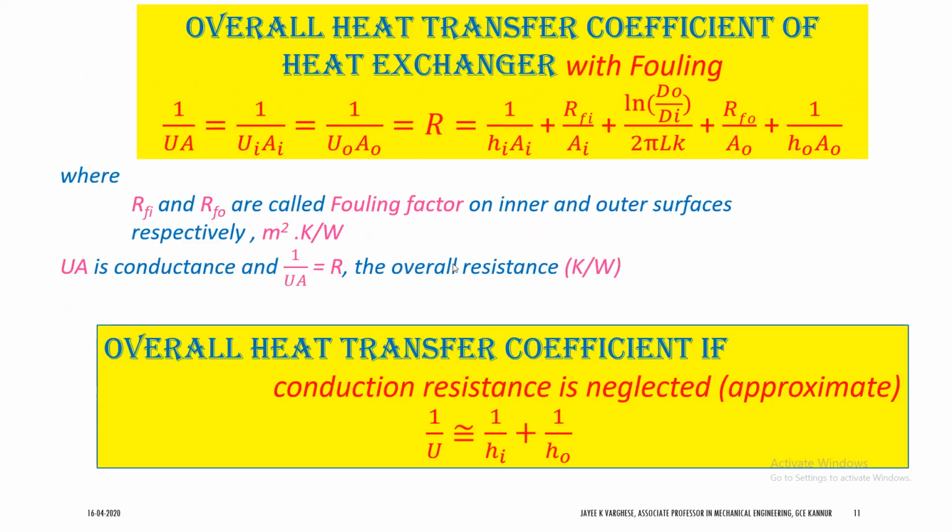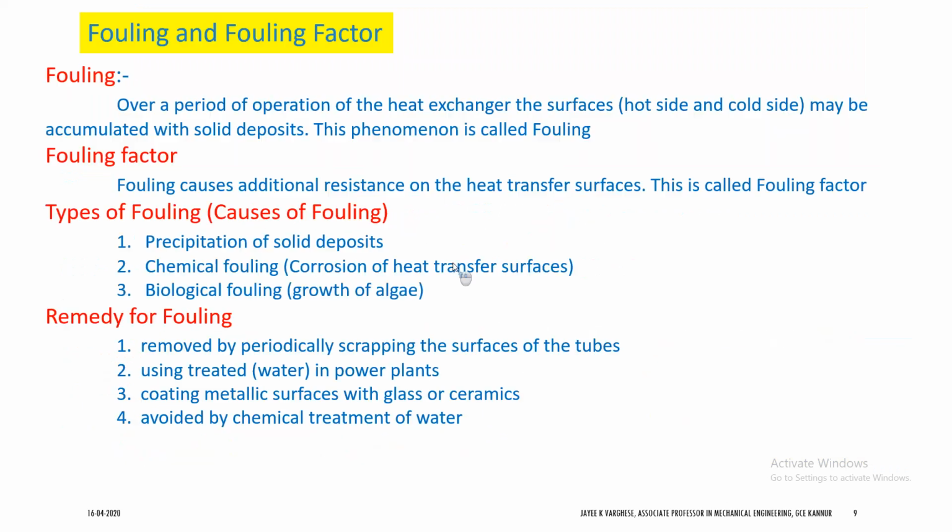Then we saw fouling. Fouling is a phenomenon caused by the depositing of solid particles on the surfaces, which can be caused by simple depositing or precipitation, chemical reactions or corrosion, and biological fouling. They can be removed mechanically by scraping, or by treating water, or we can provide a metallic coating.